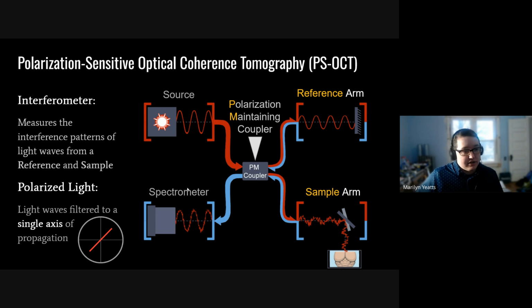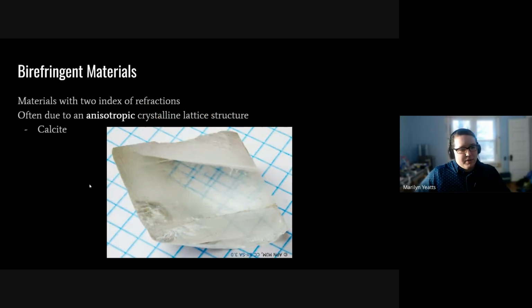throughout the entire process, and then we were able to record it at our spectrometer and use that for one of our contrast calculations after that. So now that we have the general understanding of PS-OCT is an interferometer that also holds on to that polarization state of our signal, what is a birefringent material? The reason why this matters is because that is ultimately what we're measuring with PS-OCT, is it measures natural birefringence.